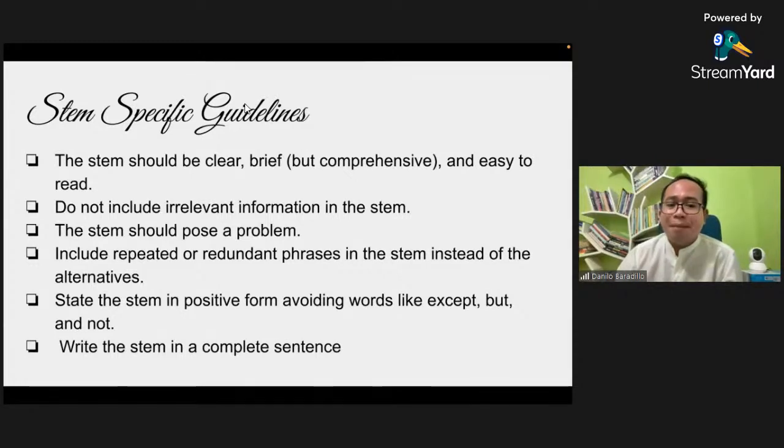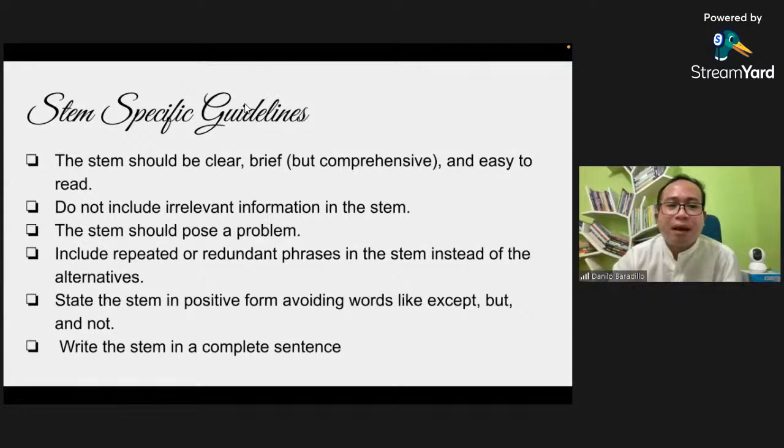State the stem in positive form, avoiding words like except, but, and not. If these are included, except, but, and not, they should be in boldface. So there is a way for students to be prompted about the question. Write the stem in a complete sentence.